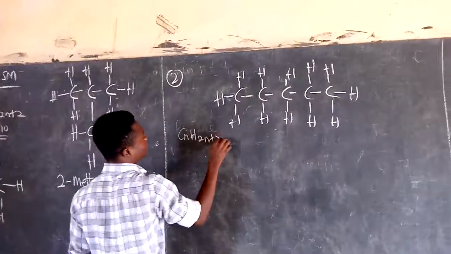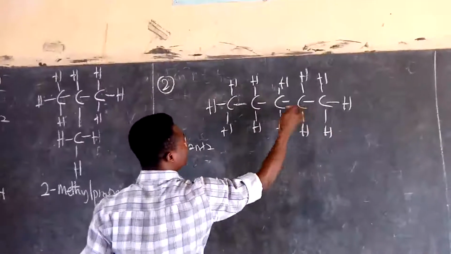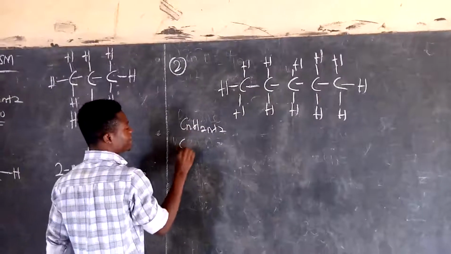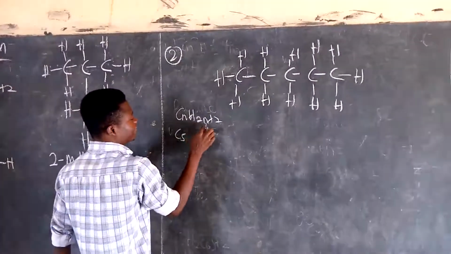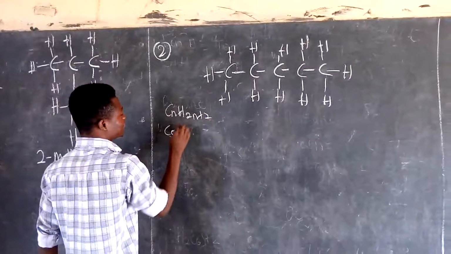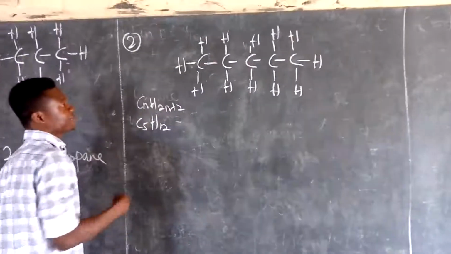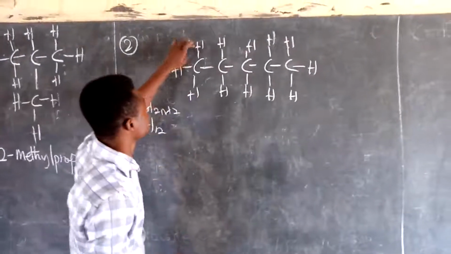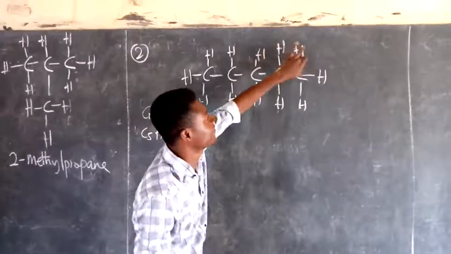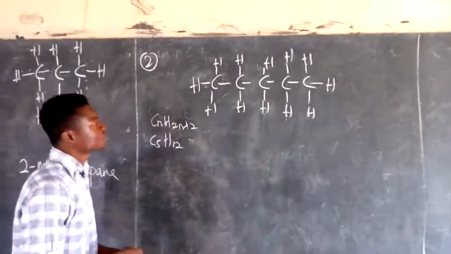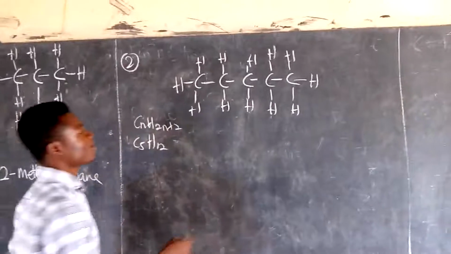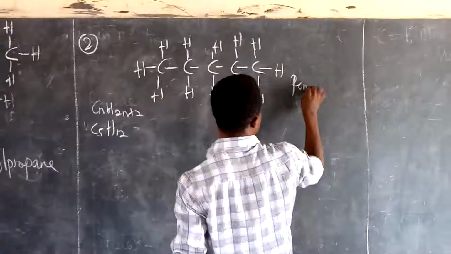So let's see the formula, CnH2n+2. Pentane means 5 carbons. Let's substitute the 5 here. 5 times 2 is what? 10, plus 2 gives us 12. So the hydrogens should be 12. Let's count them. 1, 2, 3, 4, 5, 6, 7, 8, 9, 10, 11, 12. It means that's correct. So this is what we call pentane.